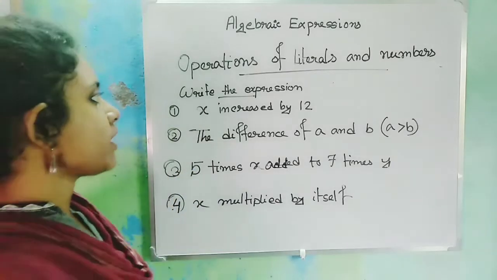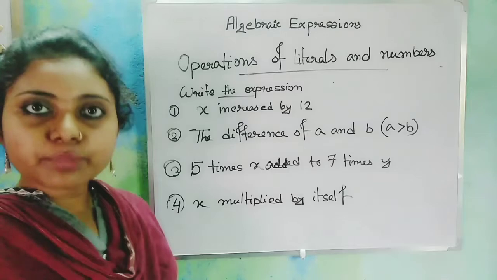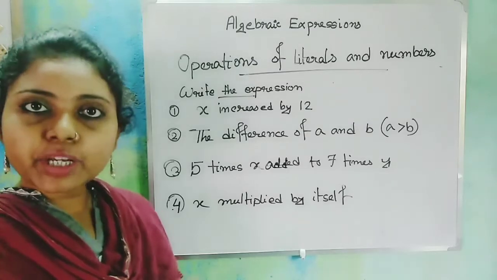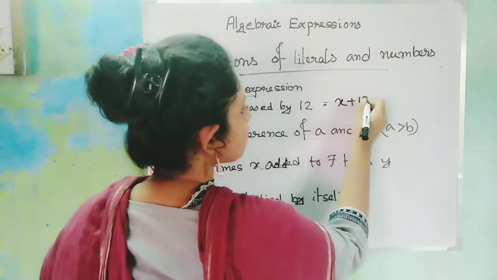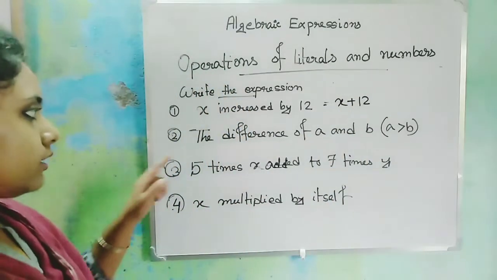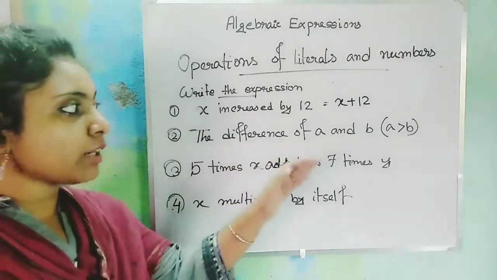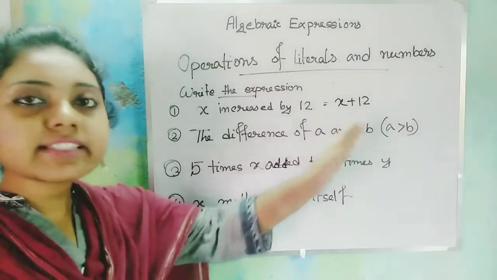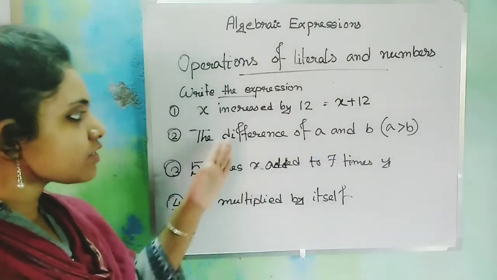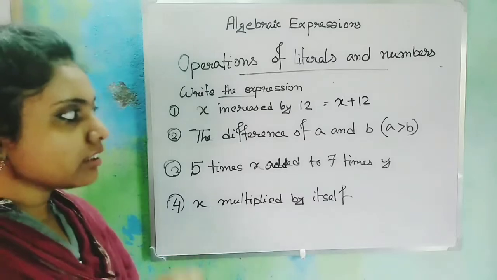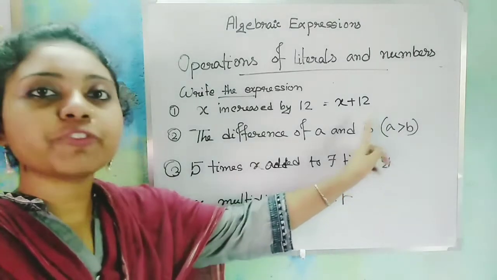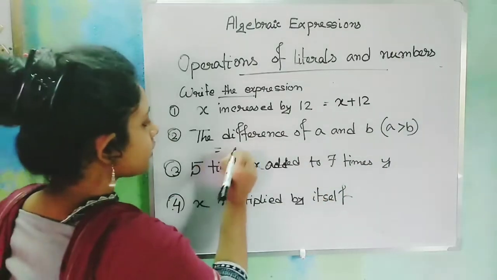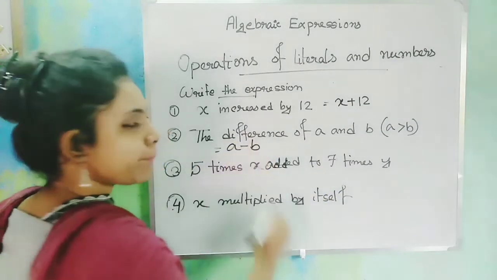Write the expression. X is increased by 12. That is addition of x and 12 equal to x plus 12. Next, the difference of A and B, and here A is greater than B. Difference means subtraction, and since A is greater than B, we have to subtract B from A. That is A minus B.